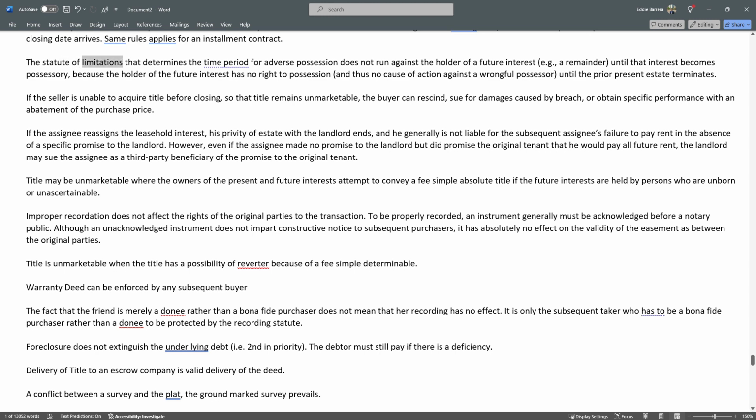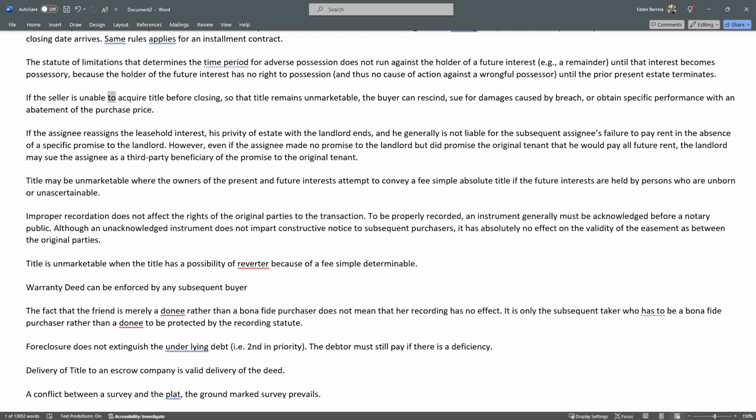The statute of limitations that determines the time period for adverse possession does not run against the holder of a future interest, e.g., a remainder, until that interest becomes possessory, because the holder of the future interest has no right to possession and thus no cause of action against a wrongful possessor until the prior present estate terminates.